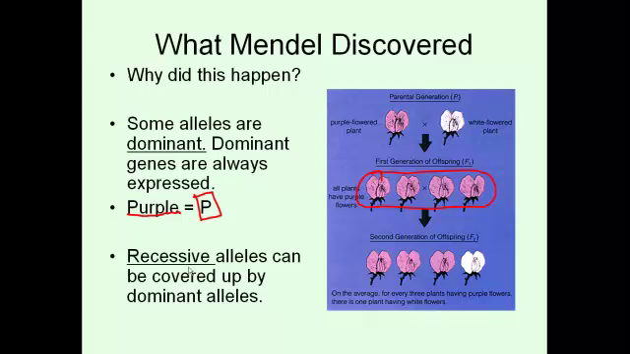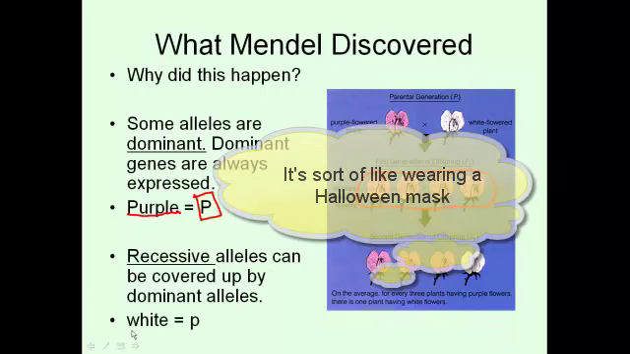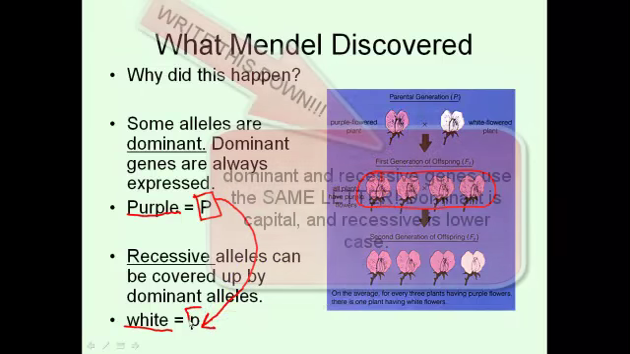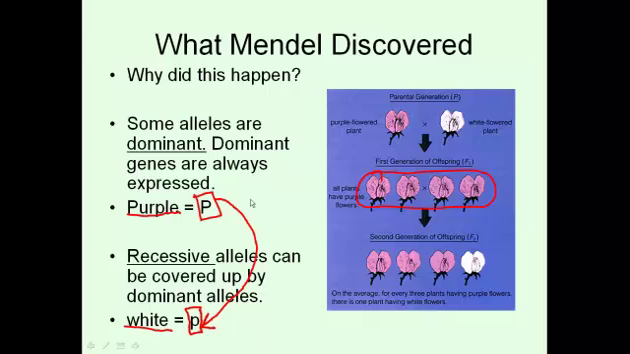And then he decided some alleles were recessive. Recessive means that if there's a dominant one present, the dominant one's going to cover it up. So recessive can be covered up. And in this case, he decided that white was recessive. Now note that since he used a capital P for the dominant gene, for the recessive gene, he uses the lowercase form of the same letter. So even though white starts with W, you're using a lowercase p because the dominant form is purple. So you use the lowercase letter of the dominant form.